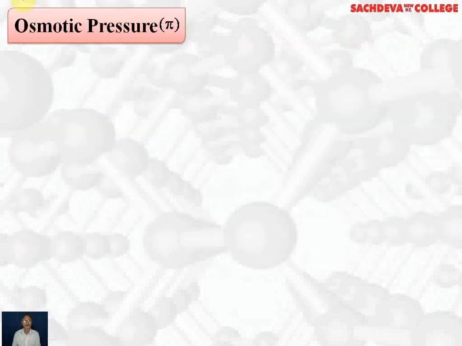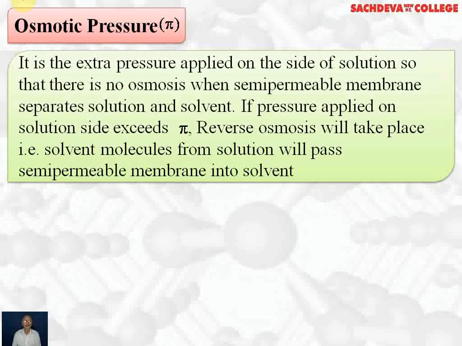Next colligative property we are taking is osmotic pressure. Osmotic pressure is the extra pressure applied on the side of solution so that there is no osmosis when semi-permeable membrane separates solution and solvent. If pressure applied on the solution side exceeds osmotic pressure, reverse osmosis will take place. That is, solvent molecules from solution will pass through semi-permeable membrane into solvent.